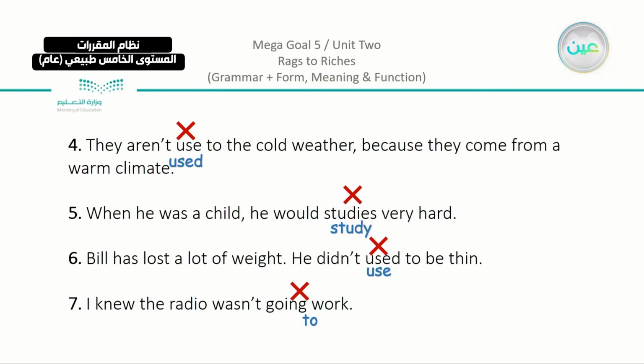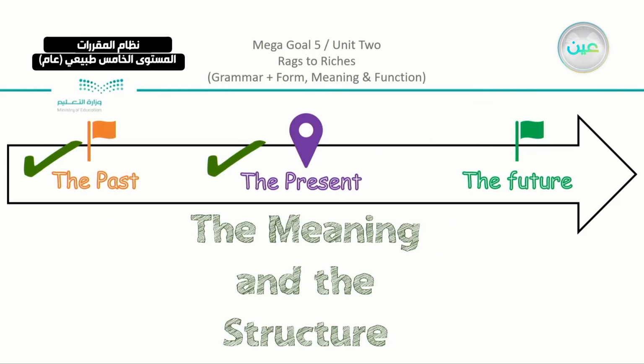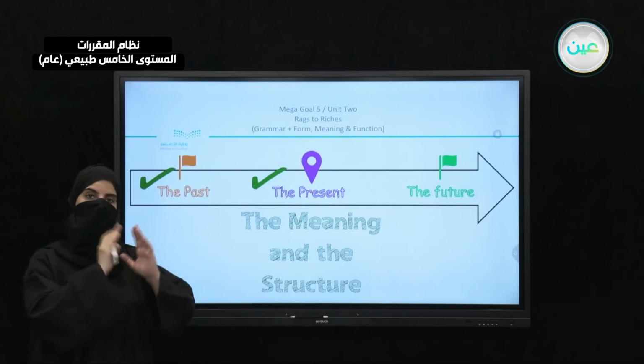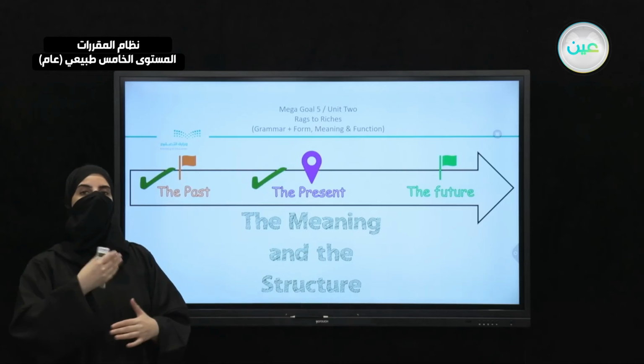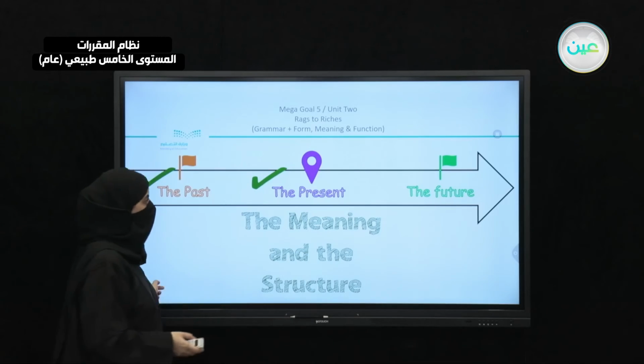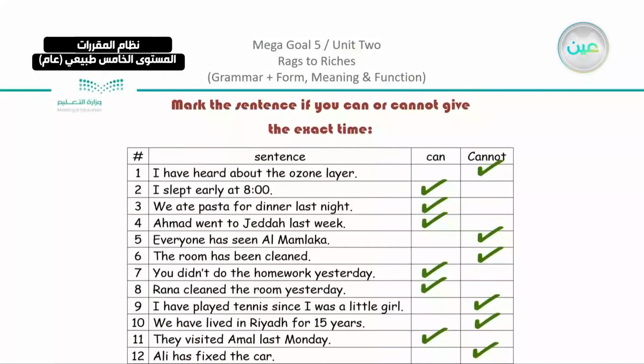Now moving on with our exercises, we have the other part, which is the form, meaning, and function part, but we're going to do the same thing. We're going to just focus on the meaning in general, so we can give the correct structure for the sentence. Now, what did we take here? We had this exercise, if you can remember, that we had these sentences and we were asked to give the exact time. Now we put a tick on the examples that had or can.